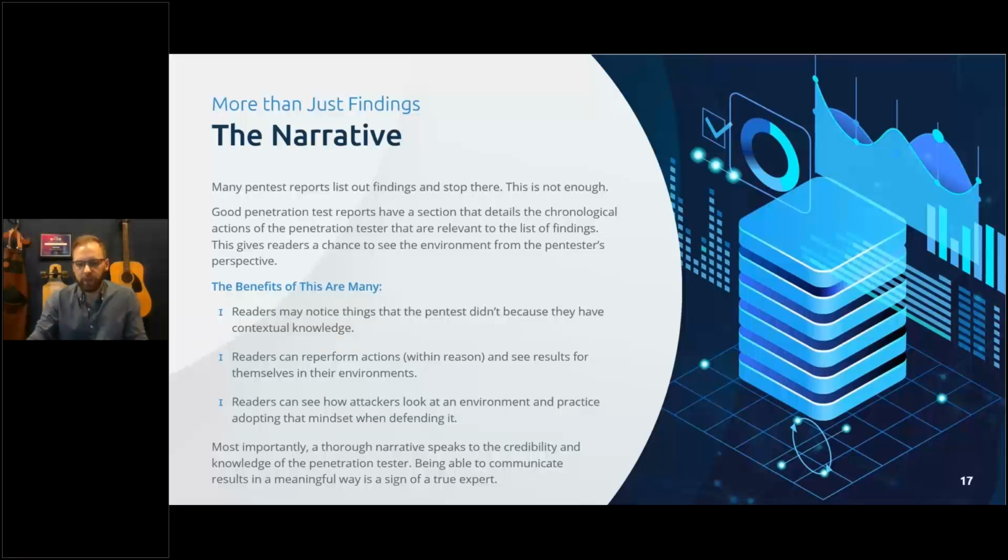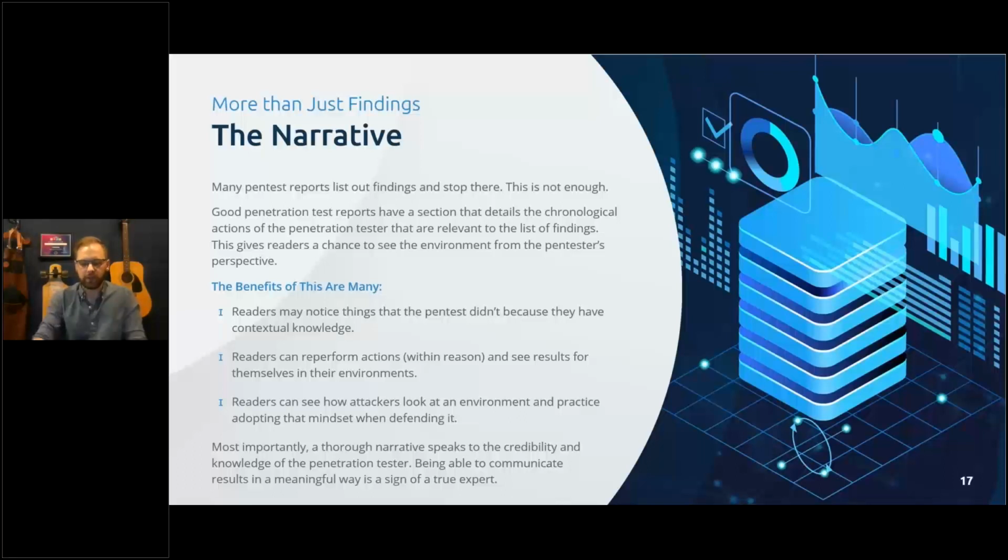We also want to make sure that those receiving our reports get the best perspective from us as possible. So some benefits of this. One, readers of the report might notice things in the pen test that we didn't because they have contextual knowledge. Maybe there's a file share that we saw that we didn't identify as very important, but the IT team knows is a really big problem. If we dug far enough, we'd find stuff that they didn't want us to find. Again, reperforming actions. We want our readers to be able to do what we did so that they can test and see the process of identifying and exploiting a vulnerability for themselves.